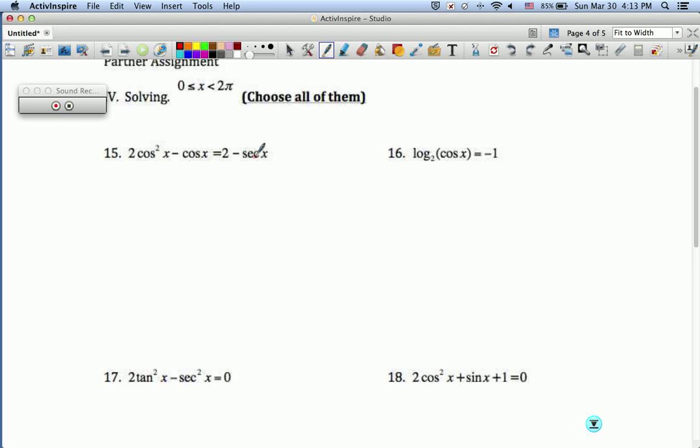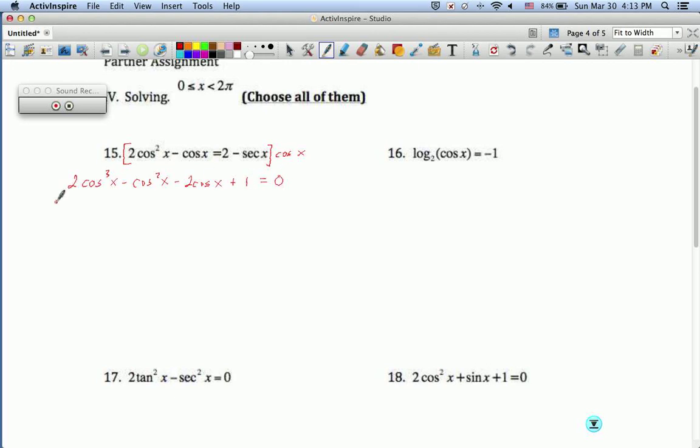That's a 1 over cosine there, so I'm going to take this entire thing and multiply by cosine. So I get 2 cosine cubed minus cosine squared. And now I want to subtract 2, so minus 2 cosine. And I'm going to add secant, which is 1 over cosine. So it becomes a plus 1.